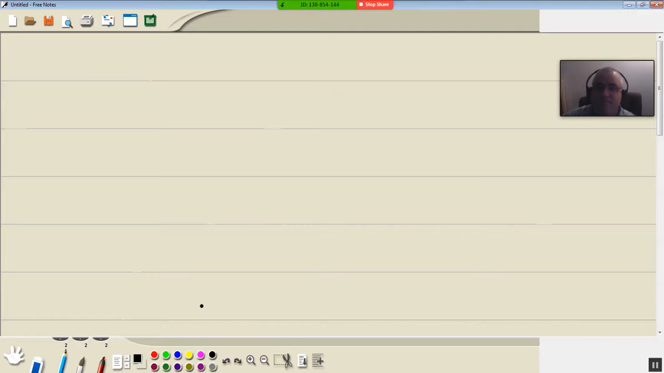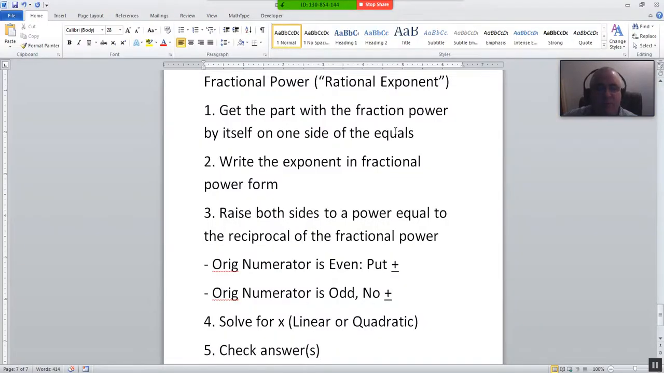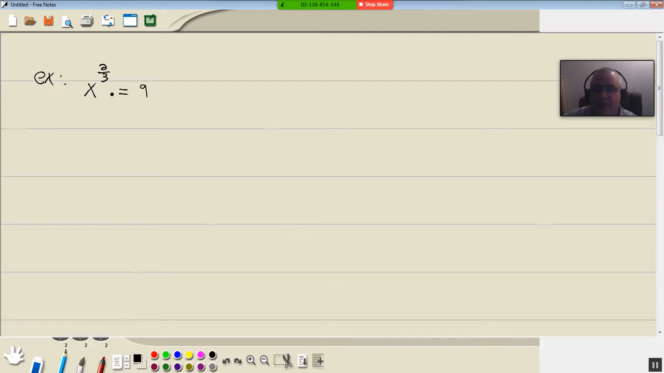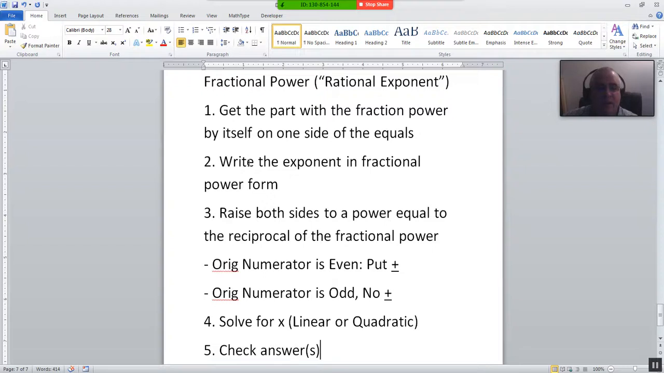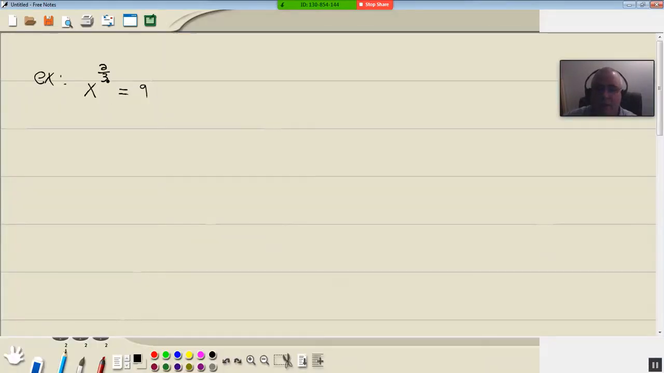Let's say I had x to the 2/3 power is going to equal 9. So we got a fractional power here. Step 1, get the part of the fractional power by itself on one side of the equals. It's by itself. There's nothing in front of it, there's nothing after it. We just have x to the 2/3 power. Step 2, write the exponent in fractional power form. Well, it's already in fractional power form, so that's good.